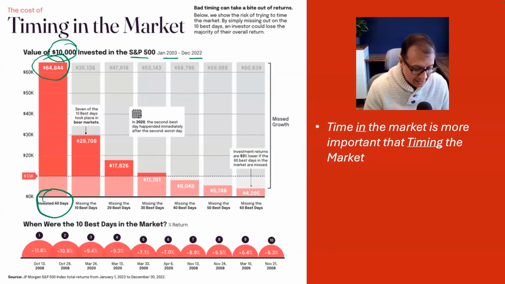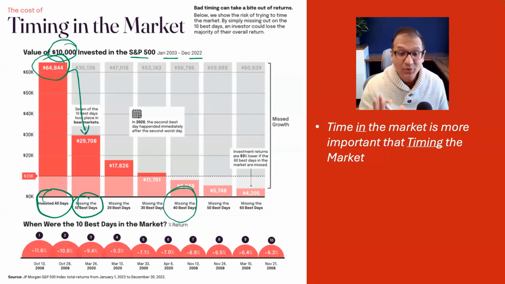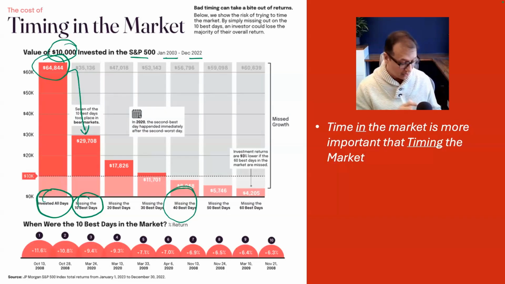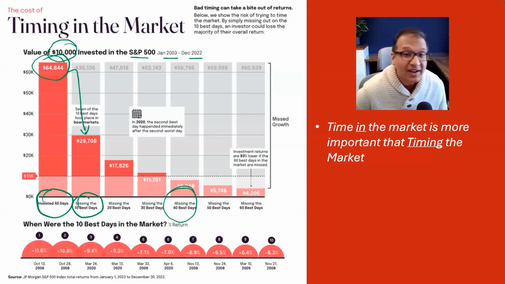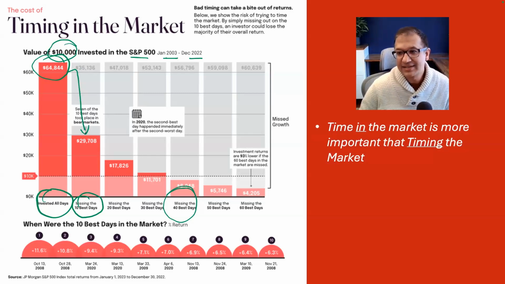But here's the thing. If somebody missed just the 10 best days, then that amount of $10,000, instead of growing to $64,000, would have only grown to $29,000. Now, if somebody were to miss 40 best days out of 20 years, right? If I take my calculator, 40 divided by 365 times 20, that represents what? 0.5% of the time, right? It's that low. And that's percent.